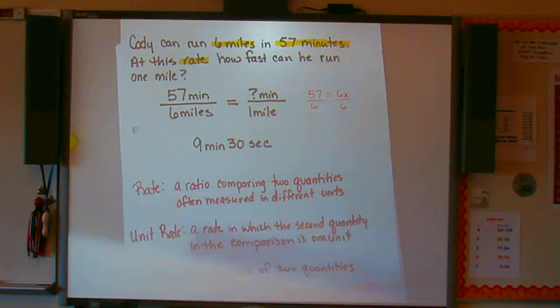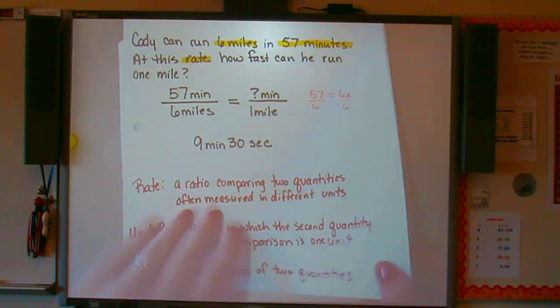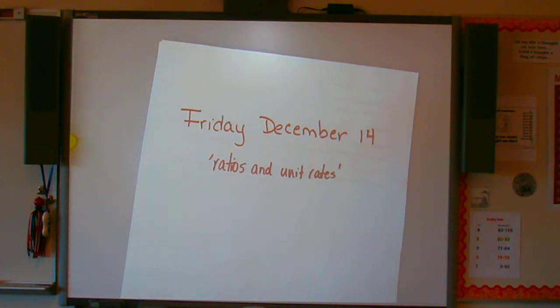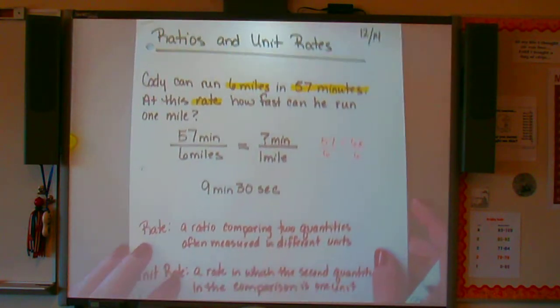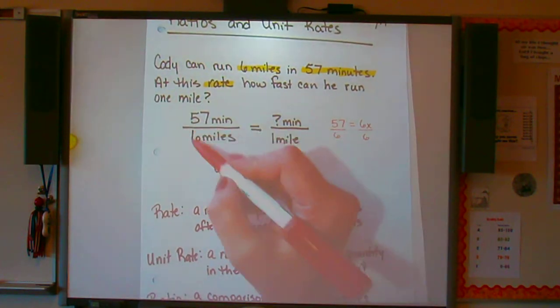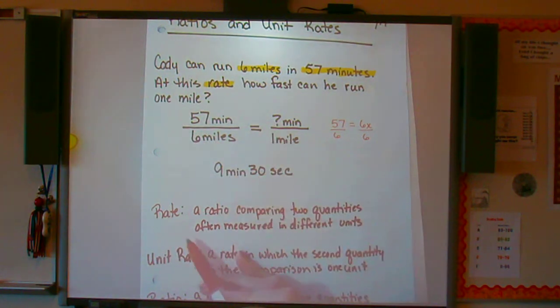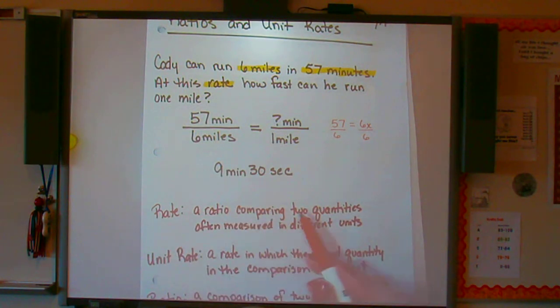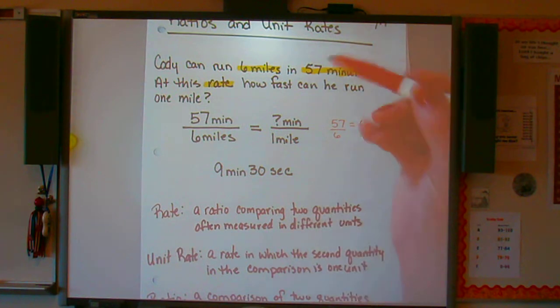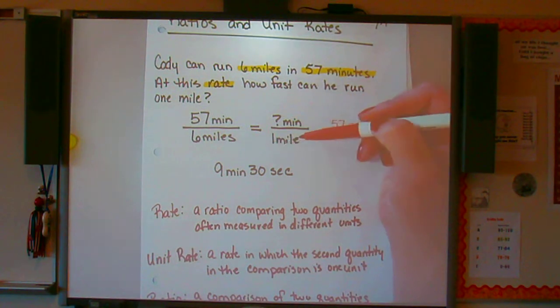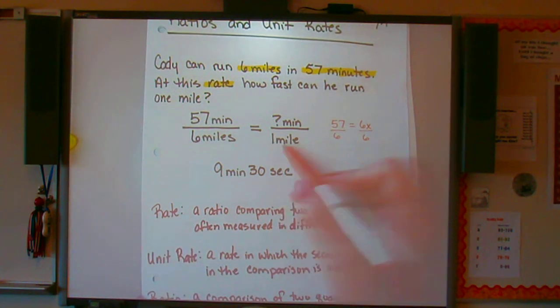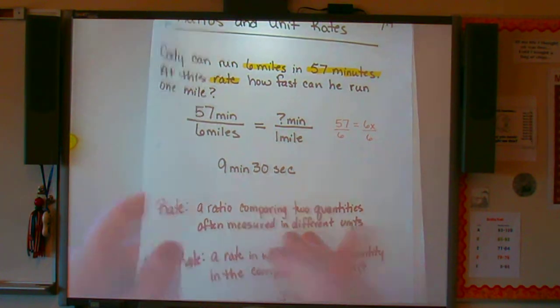And then we looked at unit rates, to compare these definitions. So our 57 minutes over 6, that's our rate. It's the ratio comparing two quantities. Then this is asking for our unit rate. How much is just 1 mile? How many minutes is just 1 mile?